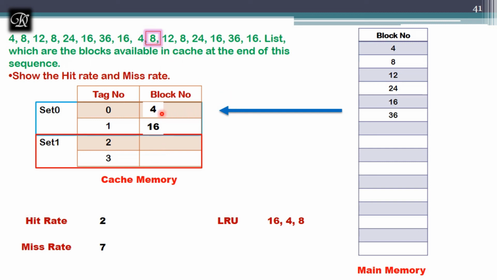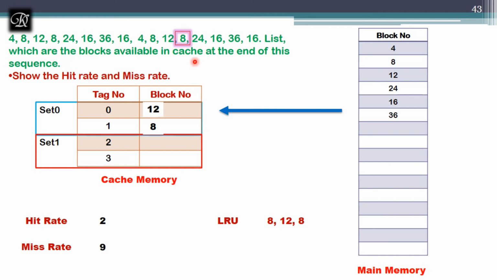Next request is for 8. 8 is not there in the cache. Again do the same task: find the set number, decide which block has to be replaced, that is 16, and update the miss rate. Next for 12, again 12 is not there in the cache. Again it's going to be a miss, and decide which block has to be replaced on which set, that is set 0, and 4 is the block which has to be replaced, and increase the miss rate.